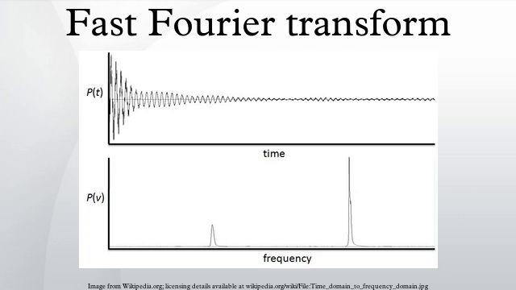A fast Fourier transform is an algorithm to compute the discrete Fourier transform and its inverse. Fourier analysis converts time to frequency and vice versa. An FFT rapidly computes such transformations by factorizing the DFT matrix into a product of sparse factors. As a result, fast Fourier transforms are widely used for many applications in engineering, science, and mathematics.